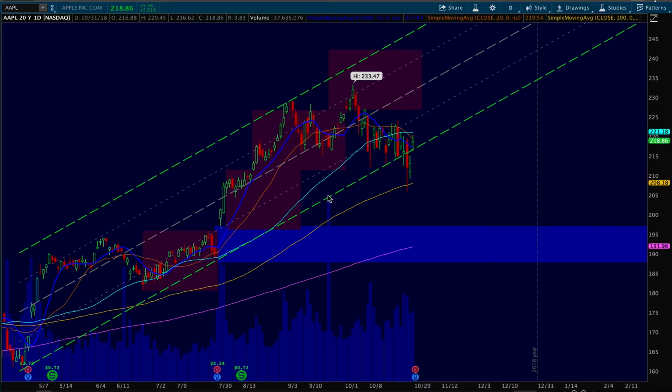Hi, today is October 31st, taking a look at Apple, which reports after the bell tomorrow, November 1st, Thursday. So we're looking at the daily chart, the roadmap for Apple, backed out and with all the price levels and text notes taken off of it.